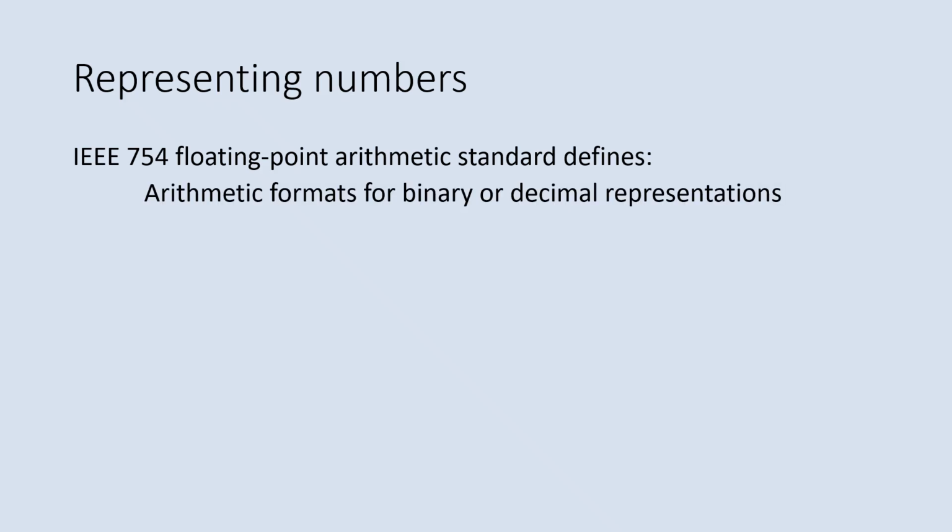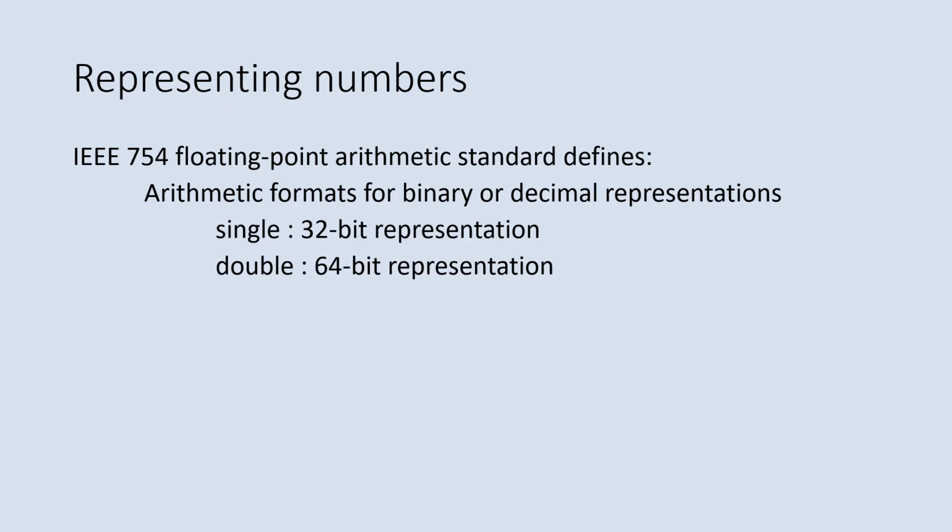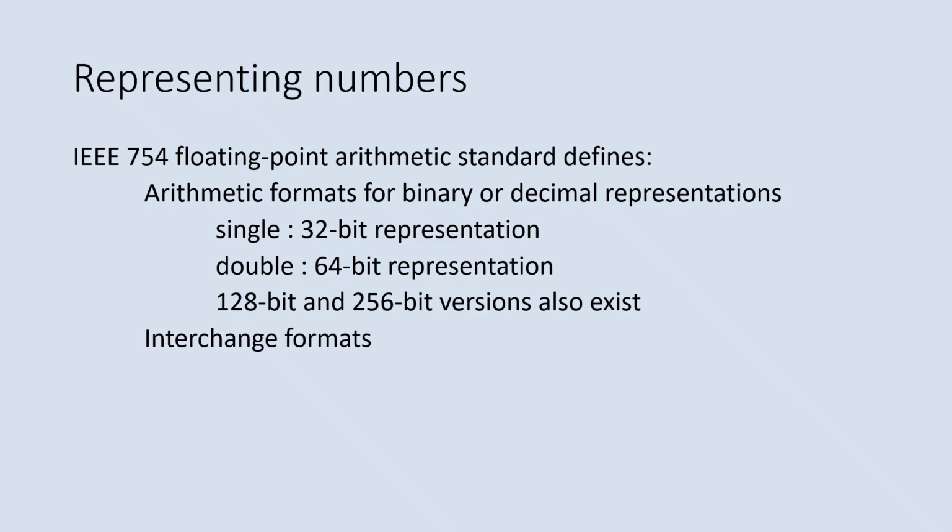So the standards include the formats for binary or decimal representations. There are single formats, which correspond to a 32-bit representation, double, which is a 64-bit representation, and then there are 128-bit representations for both, and for binary, a 256-bit representation. The standard includes how to interchange formats. It includes different rounding rules. We'll talk a little bit about that.